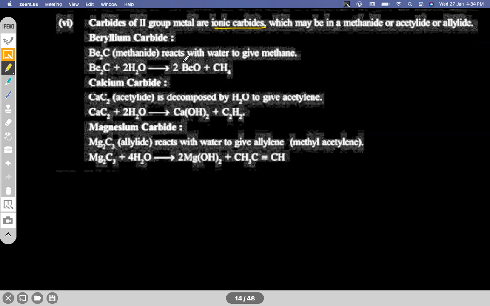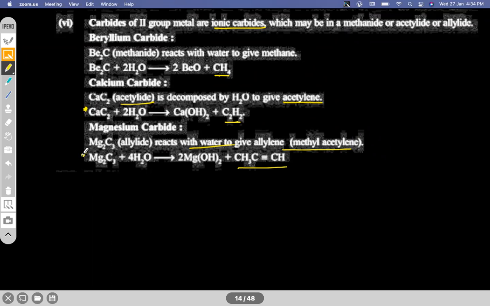So Be2C is methanide because it evolves methane. Calcium carbide is acetylide, because it evolves acetylene, C2H2. Magnesium carbide is called allylide; it reacts with water to give allene, CH3C triple bond CH, methyl acetylene. They have asked this one.